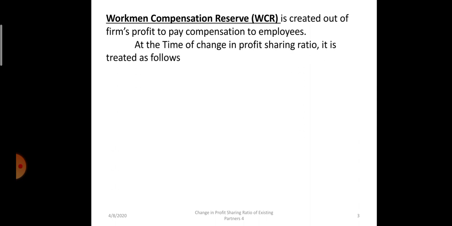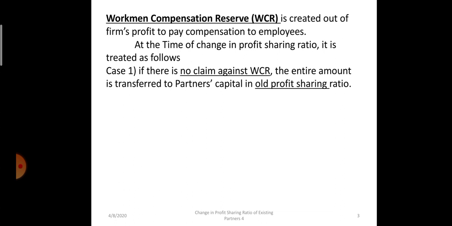At the time of change in profit sharing ratio, it is treated as follows. There are various cases: the claim against the Workmen Compensation Reserve is more than the reserve, it is less than the reserve, or there is no claim. So we will be discussing those cases one by one.